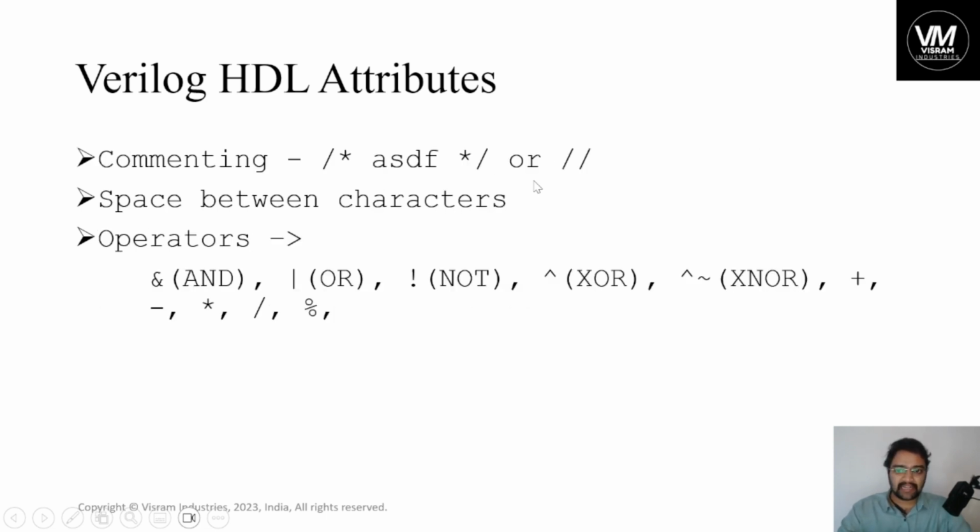Verilog HDL attributes also include commenting. How do we comment? As we have seen in yesterday's lecture or the day before yesterday's lecture, if you are commenting a single line, you can add two slashes, and the script written afterwards will be commented. And if you want to comment a group of lines, you can start with slash star, write the entire lines of code, and then close with star and slash.